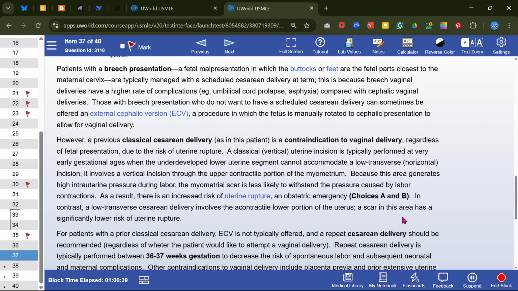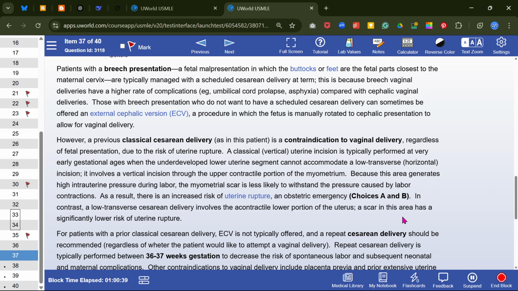And look, her C-section was done by classic C-section. That means a vertical incision is made. Normally a C-section is done via a Pfannenstiel incision, which is not vertical, it is horizontal. So if somebody has had a classical cesarean section, you cannot do vaginal delivery on those patients because it is risky.